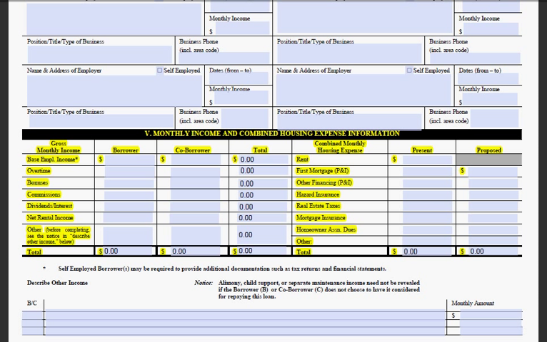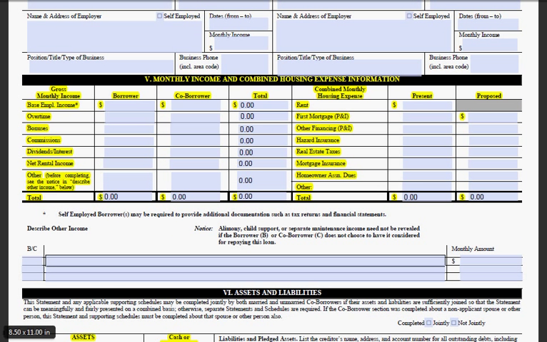Now, on to monthly income and housing expense. Some people will bunch up all their income into this section and not break it down into dividends and rental income and social security or disability or whatever it is. We want to see it broken down, and Bank of America wants to see it broken down too.